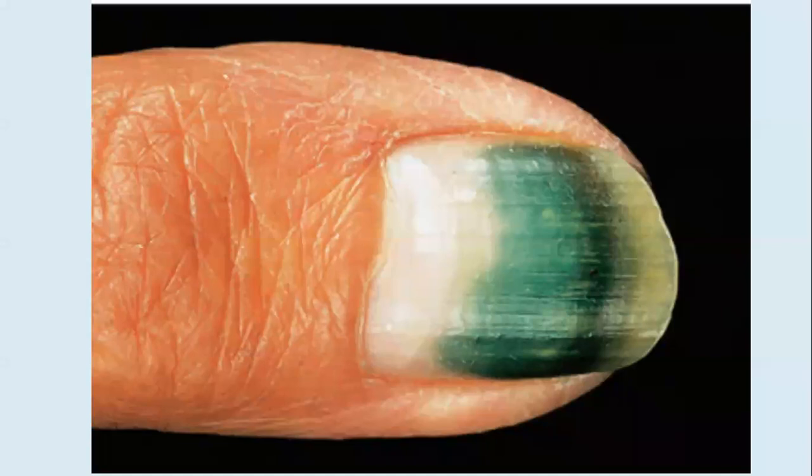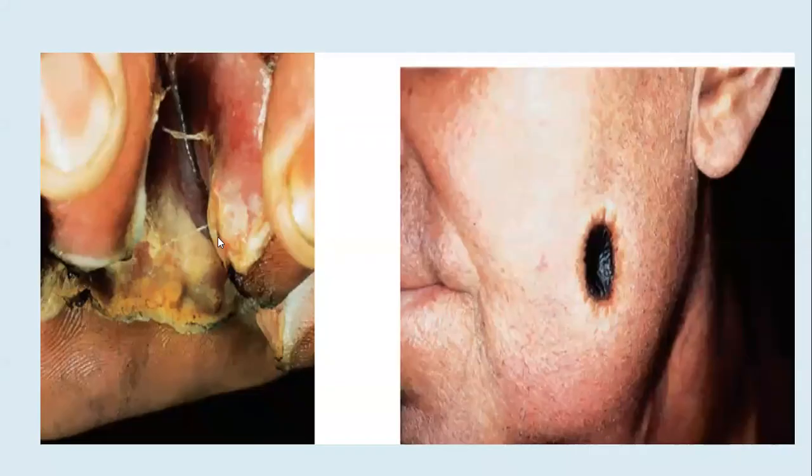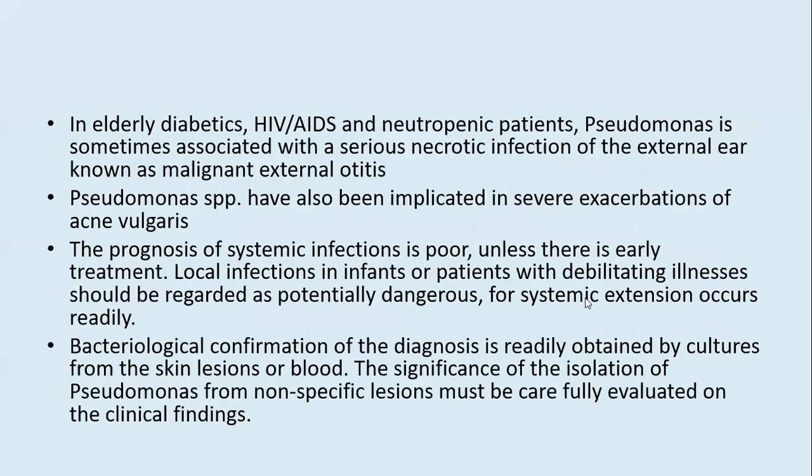So this is a greenish fluorescence which is seen under the nail due to Pseudomonas nail infection. Similarly, immersion foot syndrome when the toe webs are affected, and this is ecthyma gangrenosum.